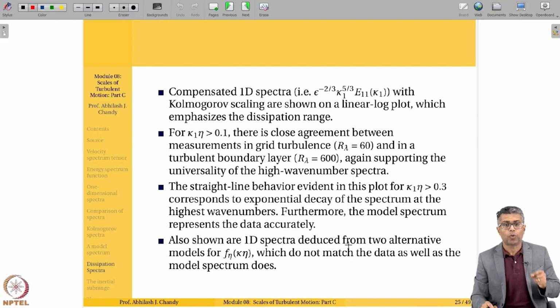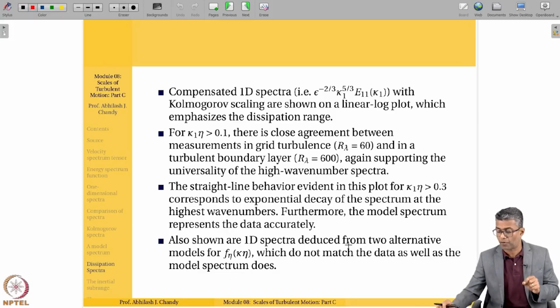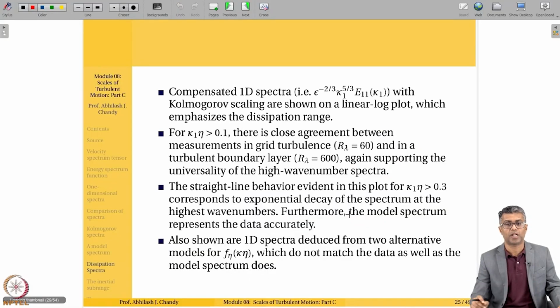So here, this is a compensated 1D spectra, a Kolmogorov scaling shown on a linear log plot, again to emphasize the dissipation range. You will see that for kappa 1 eta greater than 0.1, there is close agreement, right? There is close agreement between the model spectra and the experimental data set for both Reynolds numbers. That's the interesting thing. For both R lambda equal to 60 and R lambda equal to 600, 10 times that Reynolds number, you still see the universality of the high wave number spectra.